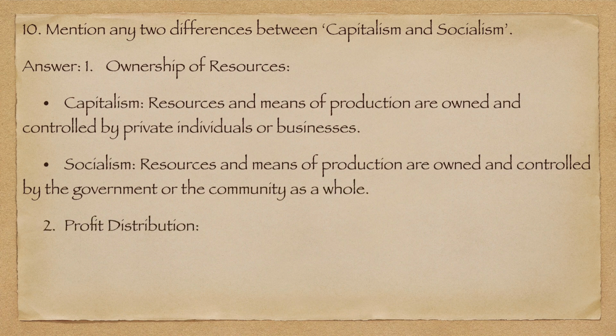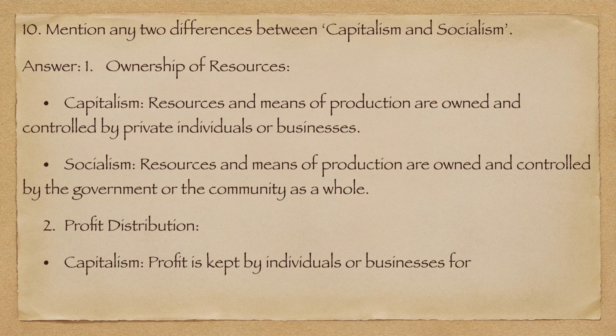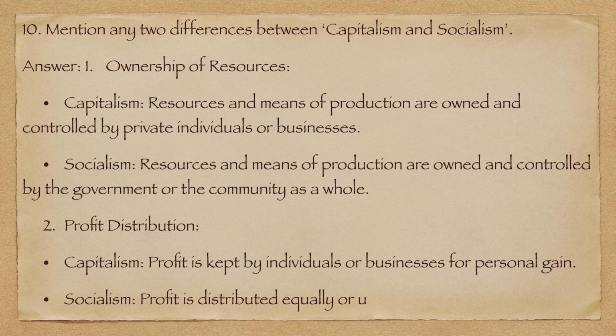2. Profit distribution. Capitalism: profit is kept by individuals or businesses for personal gain. Socialism: profit is distributed equally or used for the welfare of society.